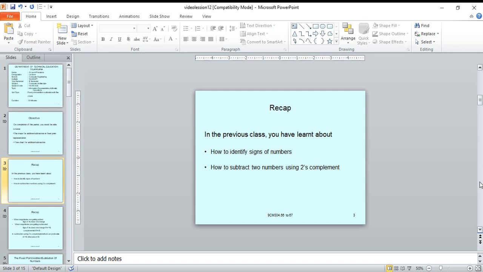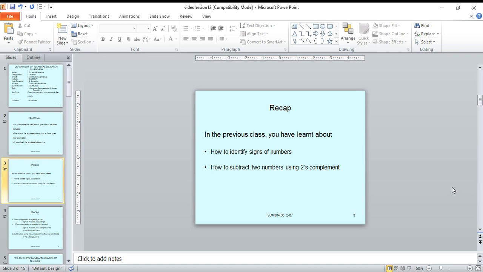In the last class, we learned how to identify the signs of numbers and how to subtract two numbers using two's complement. In the last class, I told you how you can perform the addition and subtraction operations in the fixed point representation. Before performing addition or subtraction, what operation do we have to do?